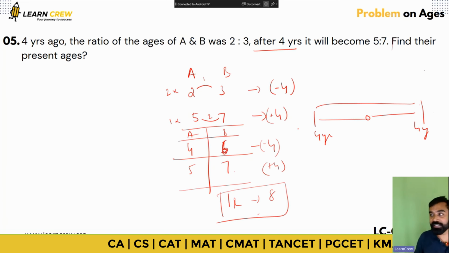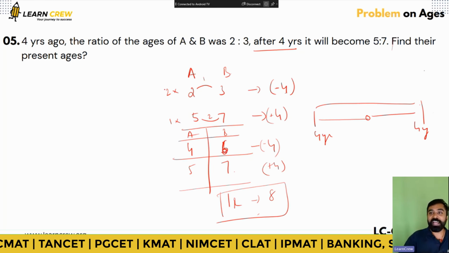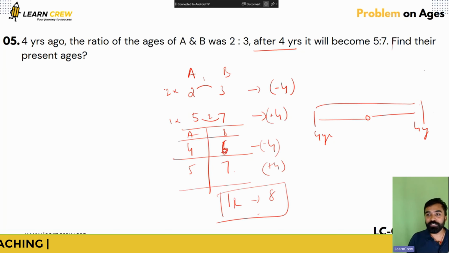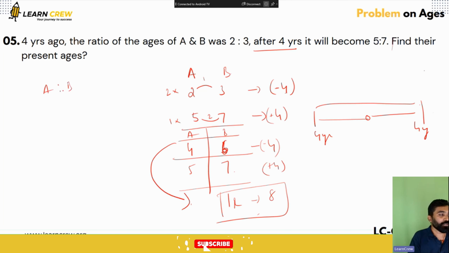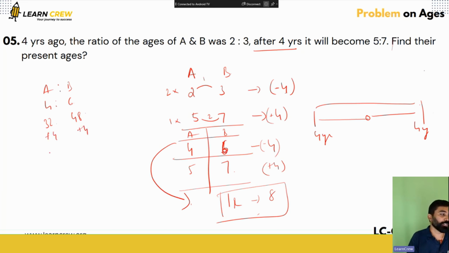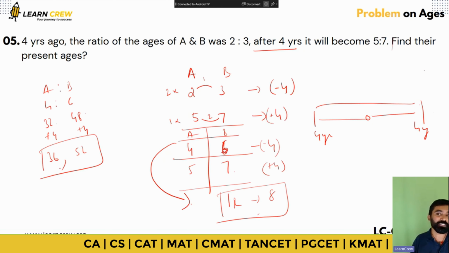If a single ratio is equal to 8, they ask for the present ages. How do you find the present age? You can either calculate the before age and add 4 to it, or calculate the after age and subtract 4 from it. For example, take the age 4 years ago: A is to B is in the ratio 4:6. So this is 4 into 8, which is 32, and 8 into 6, which is 48. Adding 4 to it gives 36 and 52. The present ages of A and B are 36 and 52.